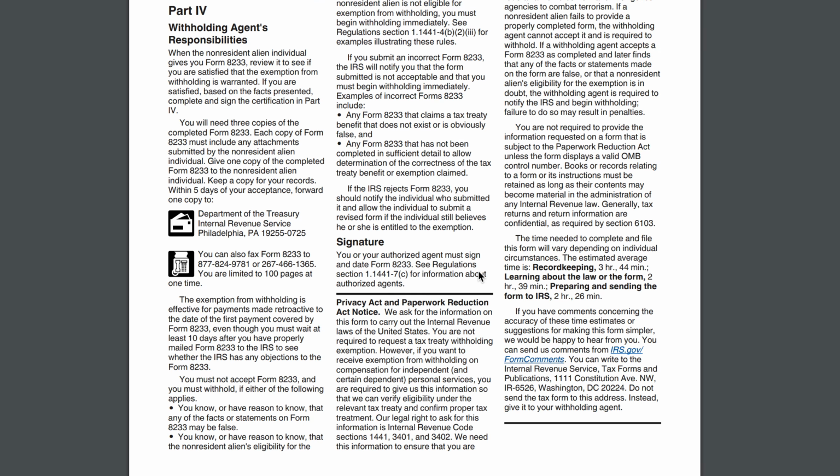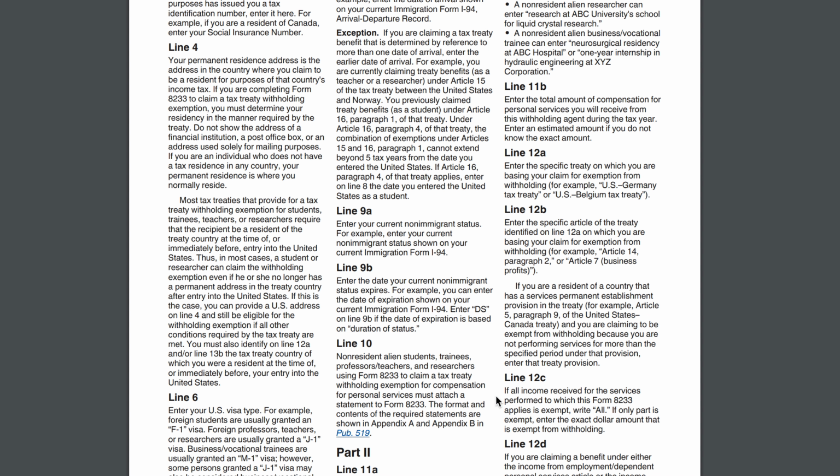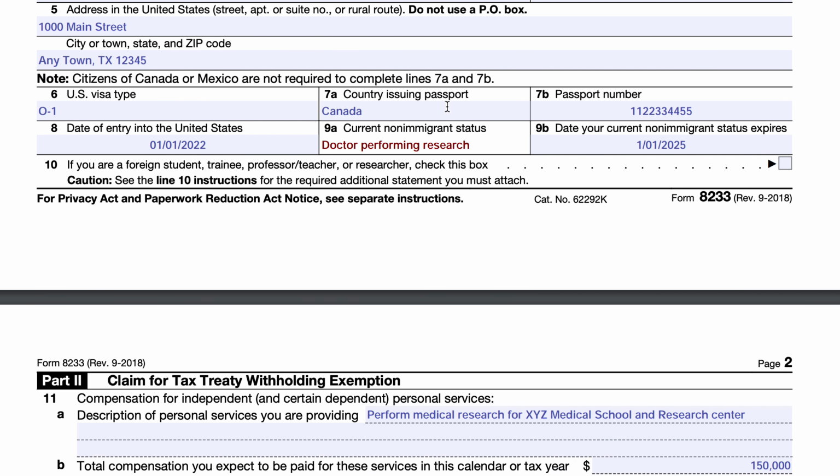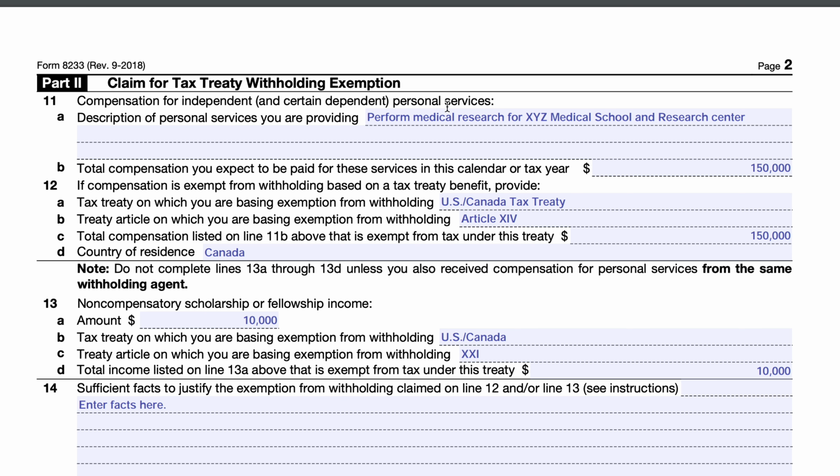So specifically, IRS Publication 519, Appendix A and Appendix B break down the type of statements that you would attach here. IRS Publication 519 is the U.S. tax guide for aliens. So in part 2, we're going to provide a little bit more information about the income that is being exempted and exactly how.